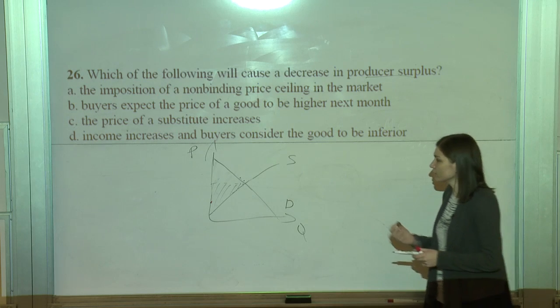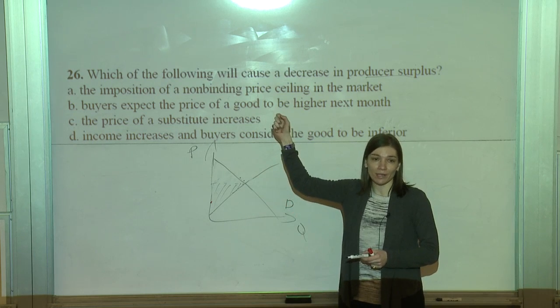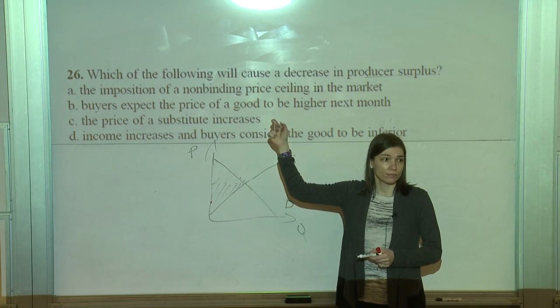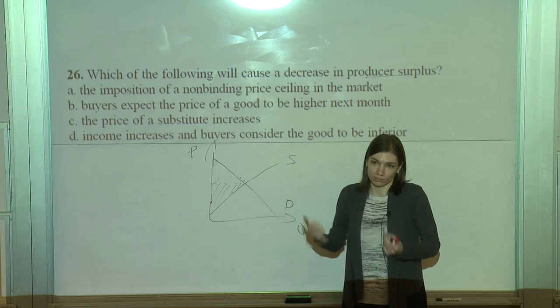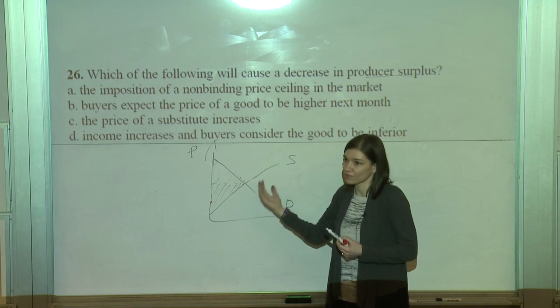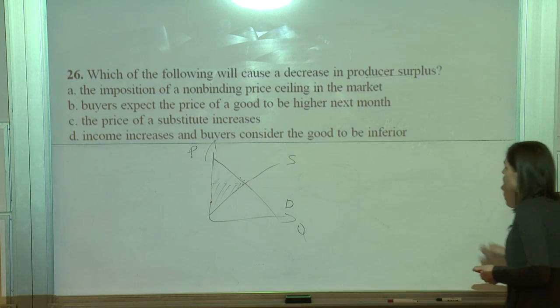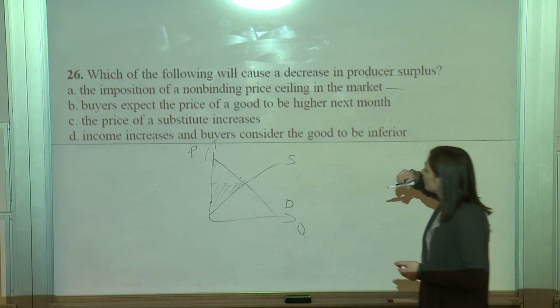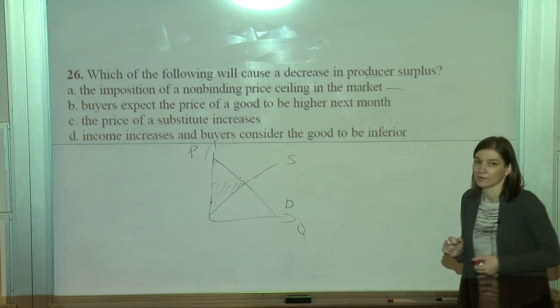Okay, a price ceiling puts an upper limit on the price. However, it says non-binding. If that's the case, then nothing's going to change, right? If it's binding, then that's going to affect the market. But if it's not binding, then it stays exactly the same. So that's not it. Buyers expect the price of a good to be higher next month.